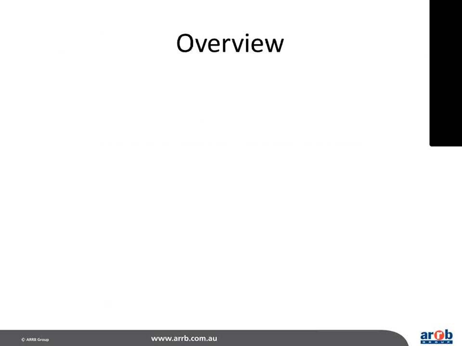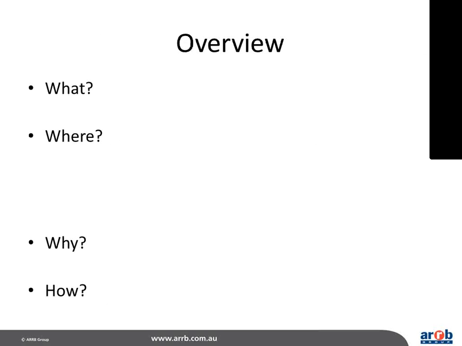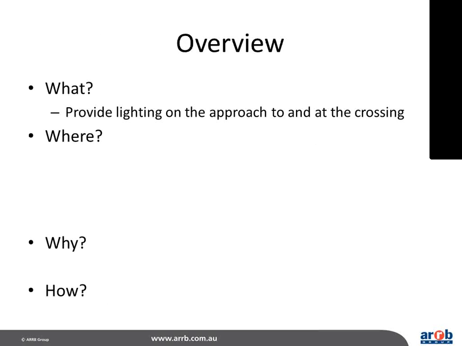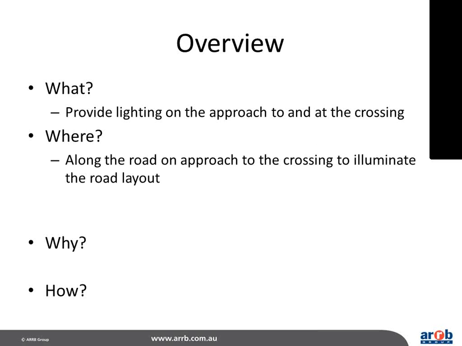So let's get into the overview. What is it, where, why, and how? So what is lighting at railway crossing? Lighting at railway crossing is defined as providing lighting on the approach to and at the crossing. You're going to look at two areas here. You're going to look at the approach to the railway crossing, and why do you need to do this is to help illuminate the road layout.